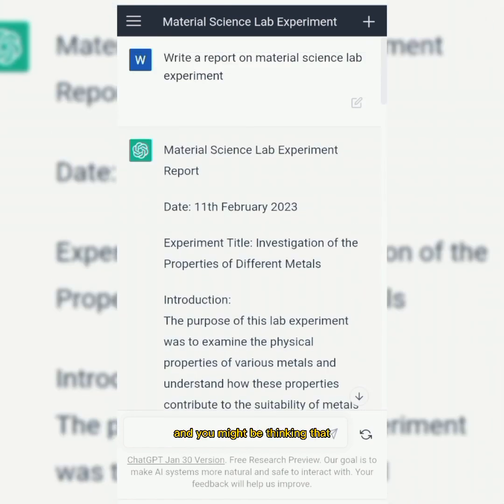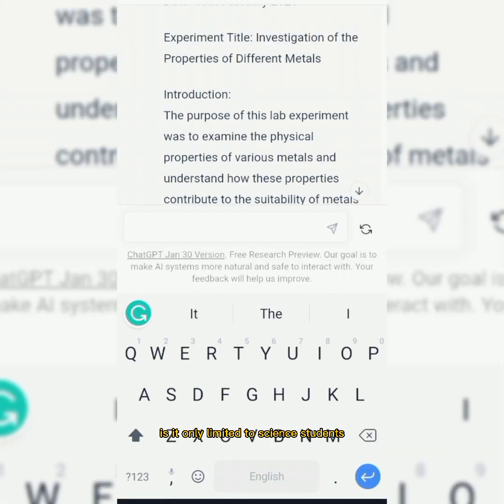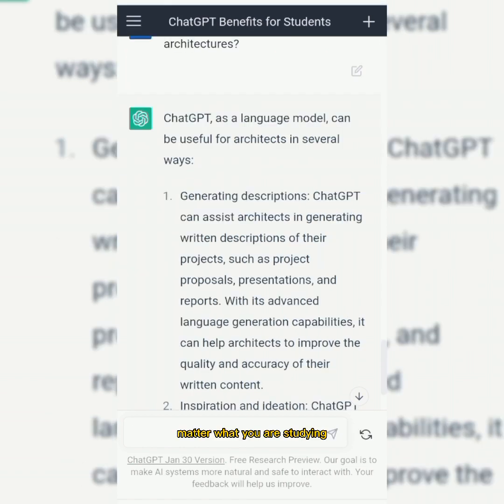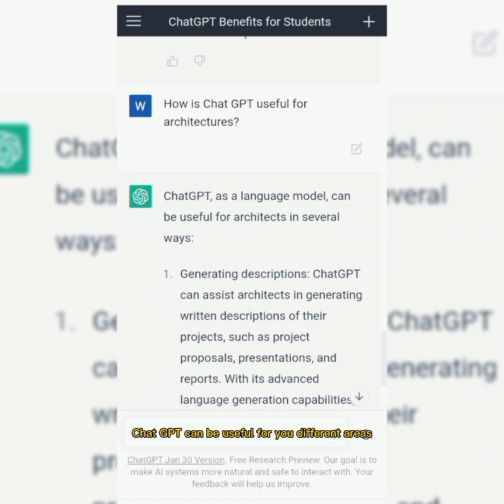And you might be thinking, is it only limited to science students? No, it's not. I asked ChatGPT another question that I would love to show you. No matter what you're studying, ChatGPT can be useful in different areas.